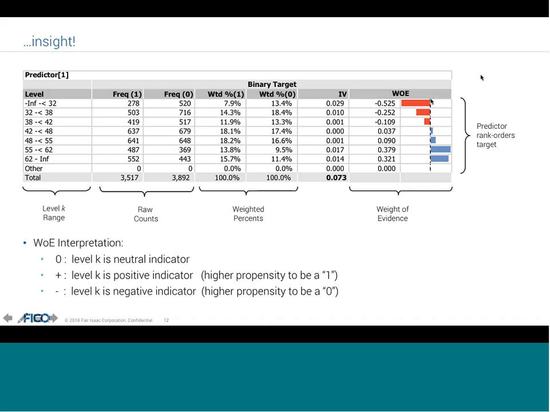Okay. The interpretation of weight of evidence would be in relation to the neutral line or the 0 line. If level K is a neutral indicator, no real preponderance one way or the other of ending up in category 1 or category 0 as my outcome, you'll see a 0 value, and that's along the neutral line. The interpretation of a positive indicator, a positive number, is just a higher propensity to have the outcome or be in the outcome of the 1 category, a higher preponderance to be a 0 in the negative numbers, the left-hand facing bars.